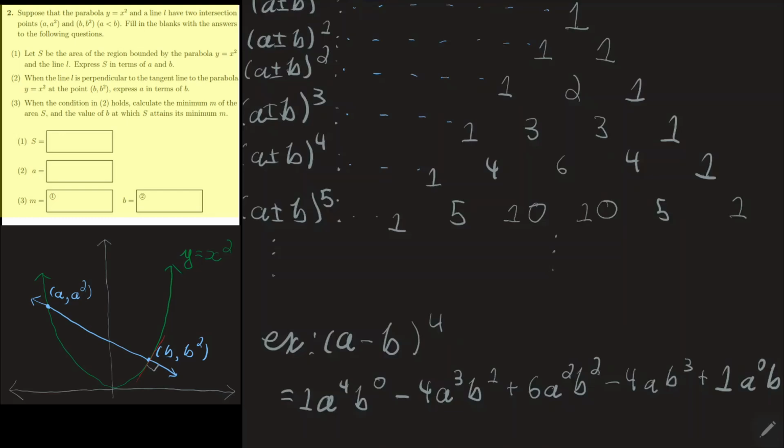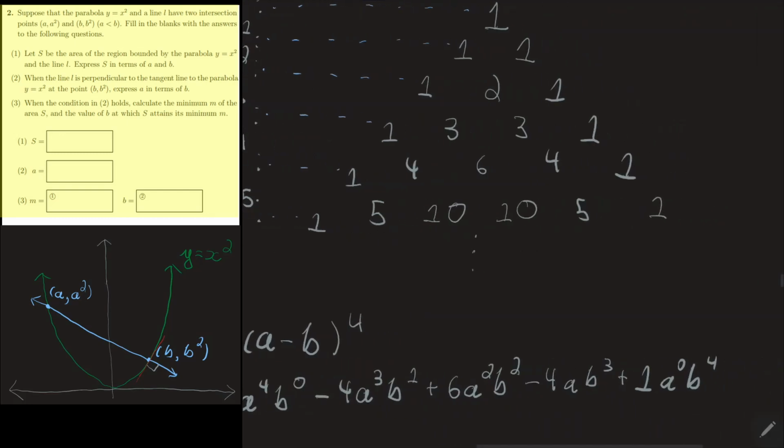And then for each term after that, the power of a will decrease by 1, and the power of b will increase by 1. So now it's 4 times a to the power of 3 times b to the power of 1. So for a, it went down from 4 to 3, and for b, it went up from 0 to 1. And then here it's 6a squared b squared, then 4ab cubed, and finally 1 a to the 0 b to the 4th. And of course, anything to the power of 0 is just 1, so you don't actually see these terms normally, but I'm just writing them out for this example.